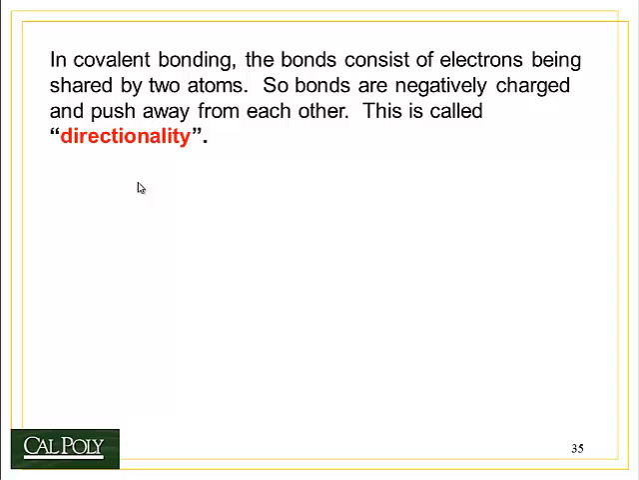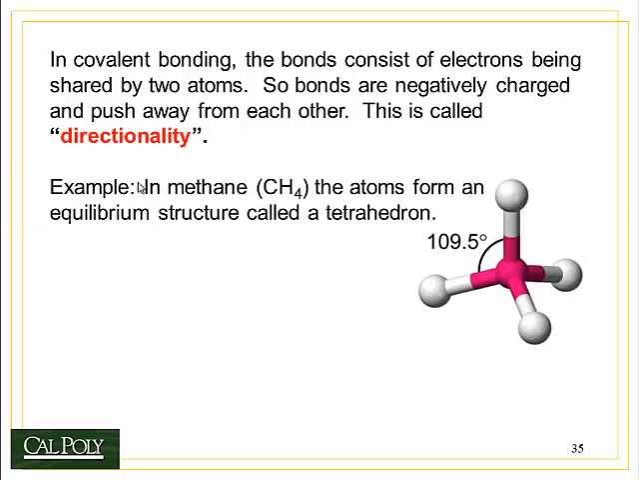Covalent bonds have a property called directionality. Here's what that means. In methane, for example, the carbon atom in the center of the molecule is surrounded by 4 hydrogen atoms out at each corner. Those hydrogen atoms each have a positive charge or dipole on the end of them, because they're sharing their 1 electron along the bond. So the positive charge is shifted out to the end.